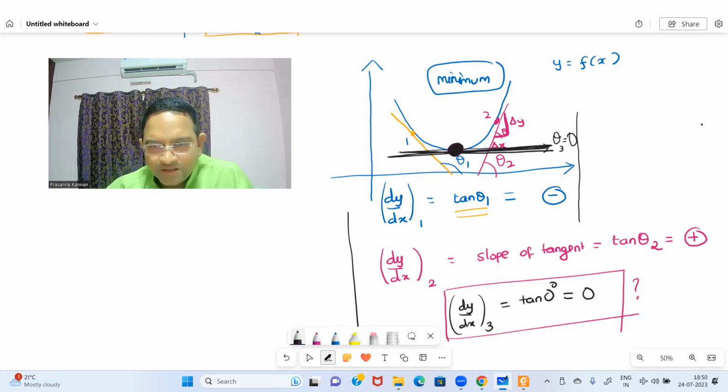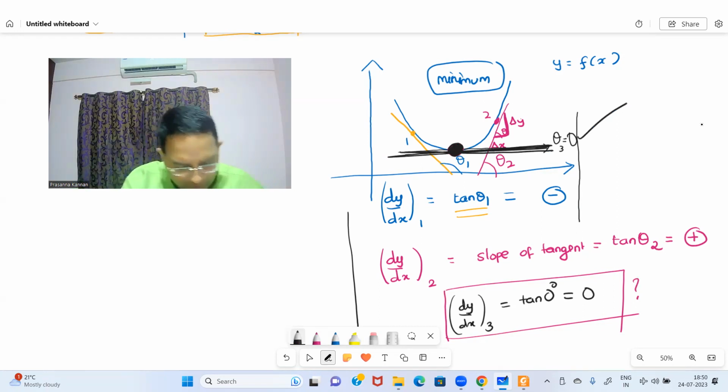Right. Straight line parallel to the x-axis, the time axis. So what is tan theta? What is theta? Just now you answered: 0. Tan 0 is 0. So dy by dx is 0.